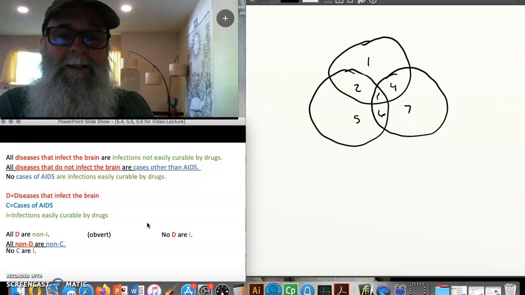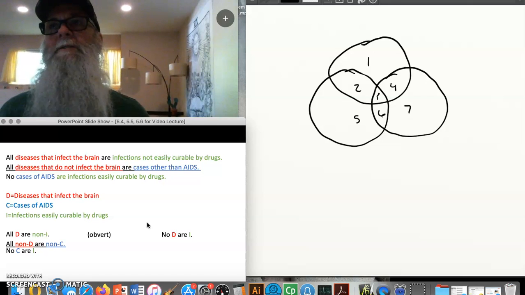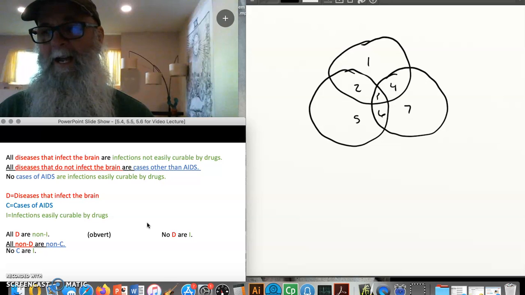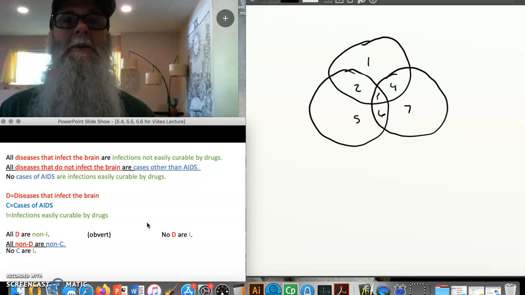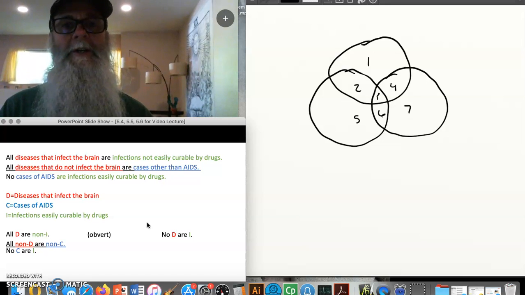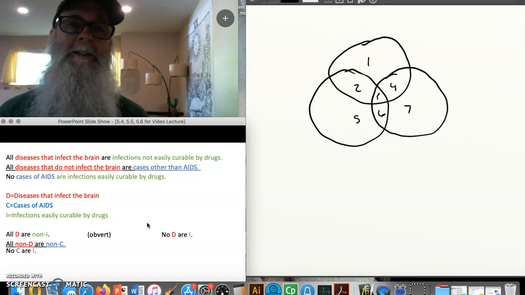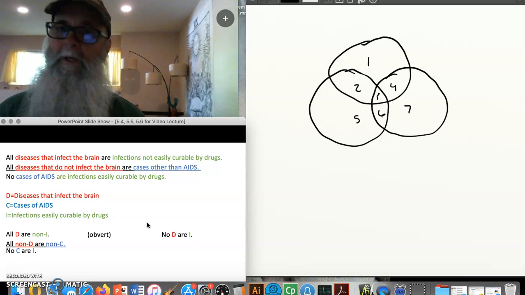The second premise has non-D and non-C. Now, just as a hint, whenever I see a sentence that has non in front of both the subject and the predicate terms, I know that this is going to be contraposition, because contraposition is the only rule that allows me to change the term complements on both the subject and the predicate in one fell swoop.